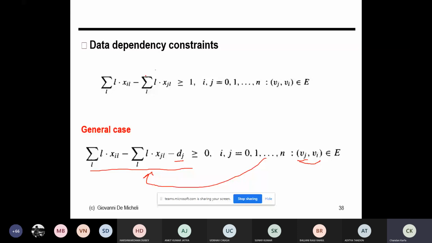Now if we simplify this, because here Dj is always 1 for me since this is a unit time operation, other things remain the same, right? So if I rewrite this, I just replace Dj with 1. That will give me the data dependency constraint, because here my delay is unit delay for our operations, right? So this is the data dependency constraint.